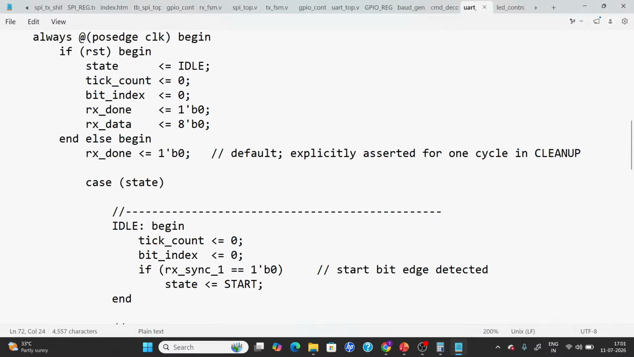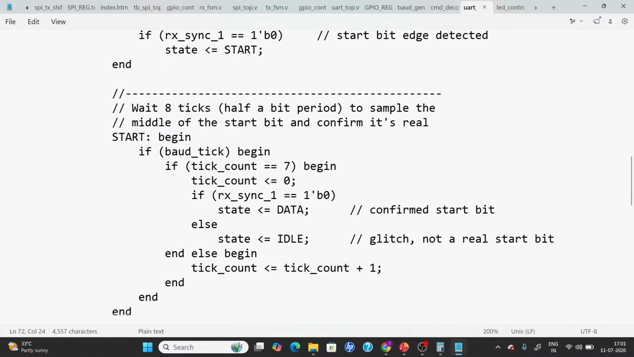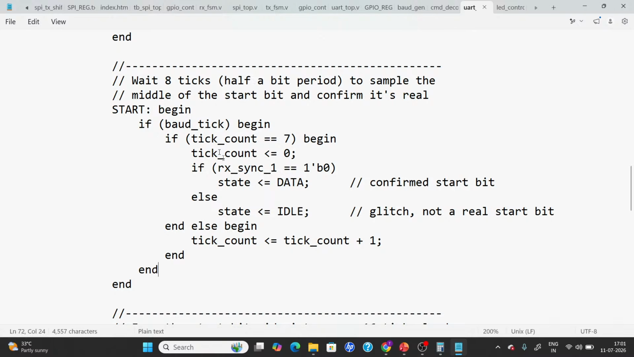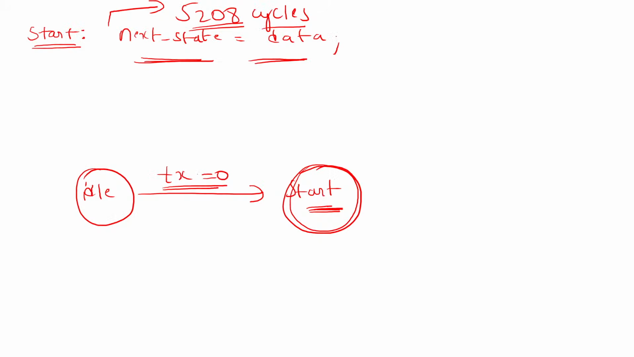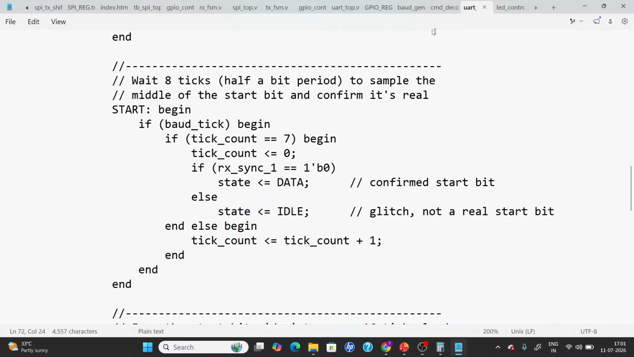So that is what I have entered from idle state to my start state whenever my start bit is equal to 0. Whenever my input is equal to 0, that means it's a start condition, and I have entered into this particular start state. Now I should wait in this start state for 5208 cycles because your next data is not available up to this many number of cycles. So how to wait in this particular state only? You are going to implement a counter. That particular counter logic we have implemented, which is nothing but my baud rate generator model.